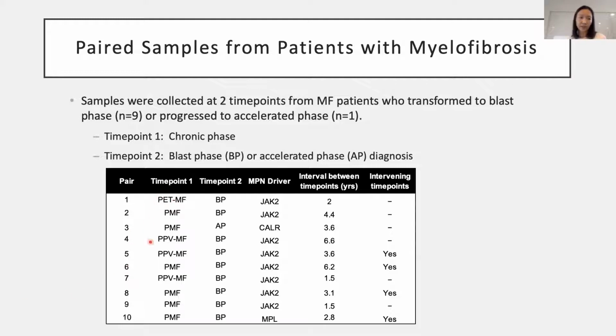As you see here, this indicates the specific diagnosis for each patient. And the driver mutation that is responsible for the MPN was predominantly due to JAK2 V617F. 1 patient had MPL, and the patient with accelerated phase had CALR mutation. The time interval between chronic phase sampling and blast phase diagnosis ranged between 1.5 to 6.6 years. And in 4 patients, we had intervening time points available for our study.